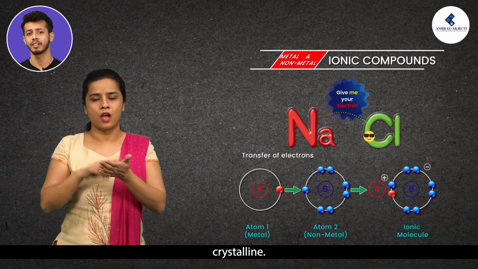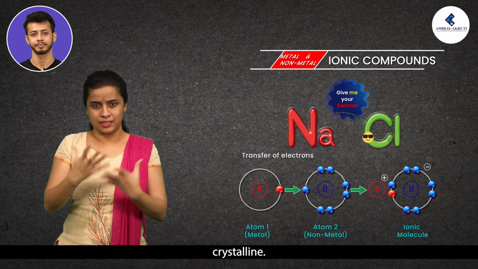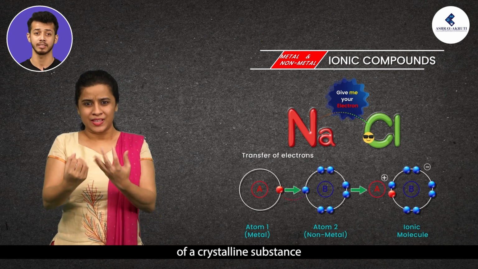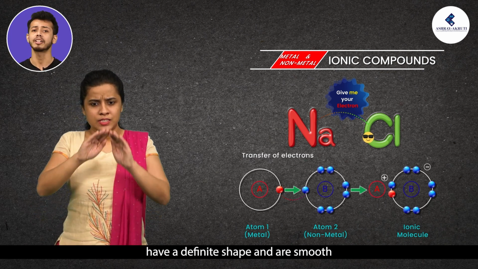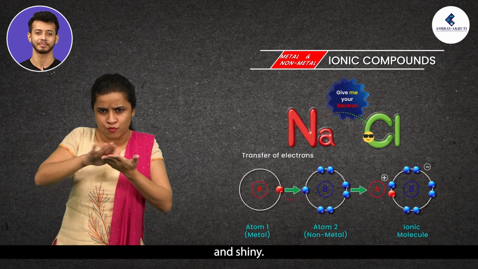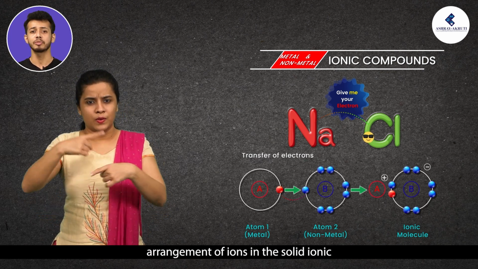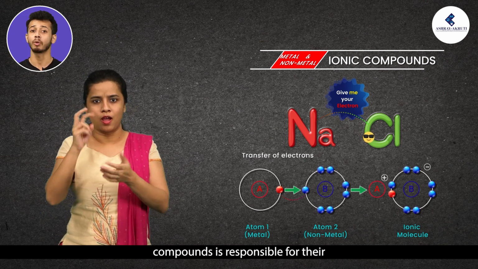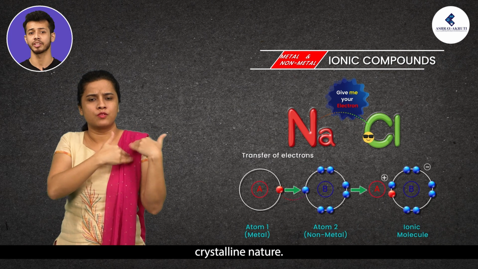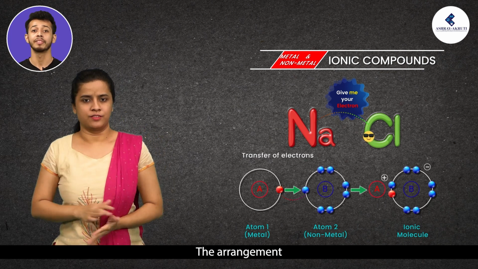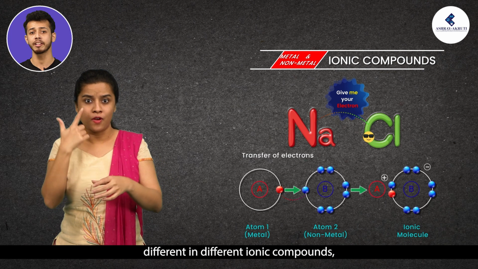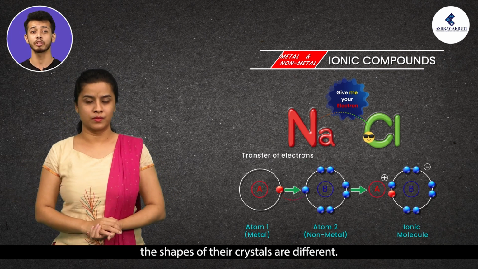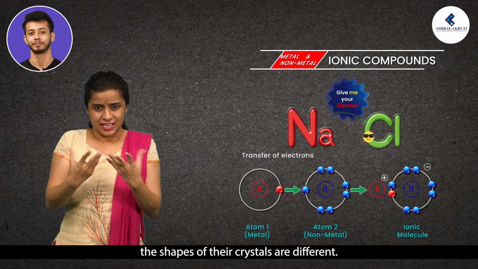Ionic compounds are crystalline. The surfaces of all the particles of a crystalline substance have a definite shape and are smooth and shiny. The regular arrangement of ions in the solid ionic compounds is responsible for their crystalline nature. The arrangement of ions is different in different ionic compounds and therefore the shapes of their crystals are different.